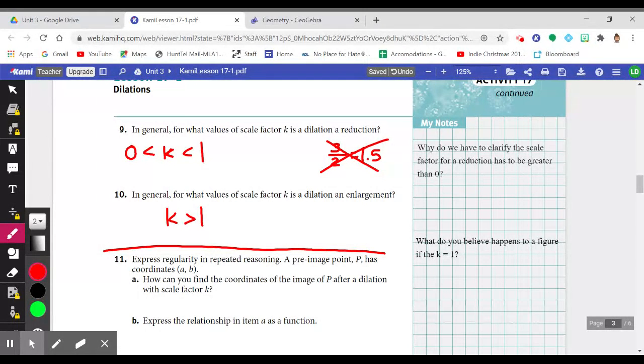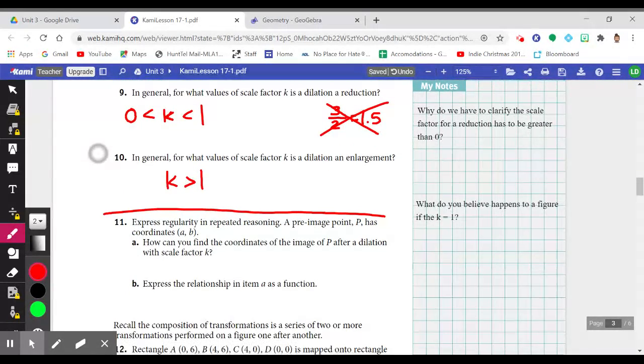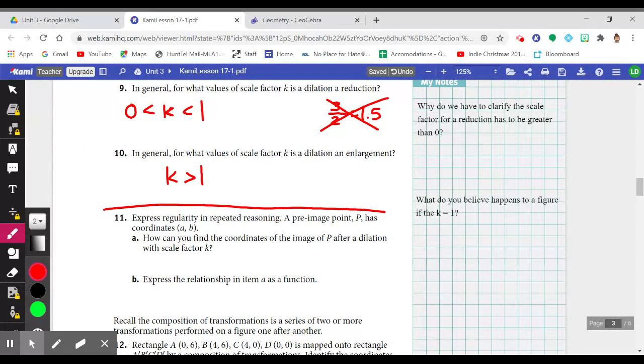What type of values create a reduction? And that's any values less than 1 but greater than 0. So item 10, for what values of scale factor k is a dilation an enlargement? Well, anything greater than 1. Because 1.1, 1.2, 1.5, 3/2 like we wrote here. Any value greater than 1 is going to make it larger.